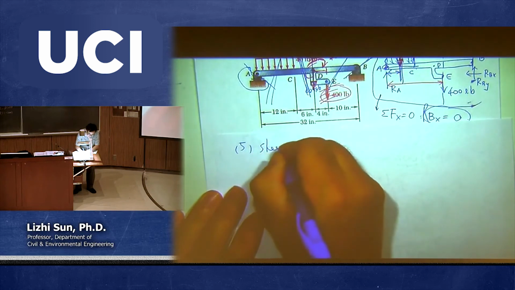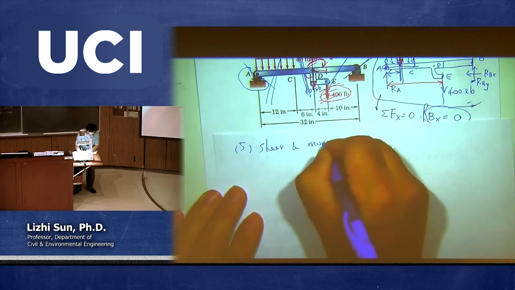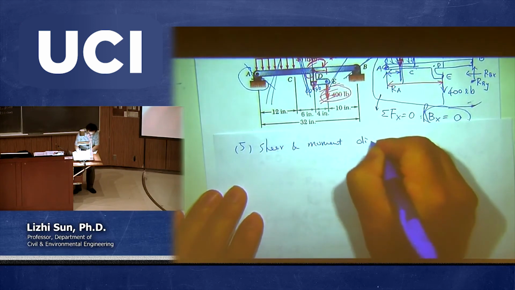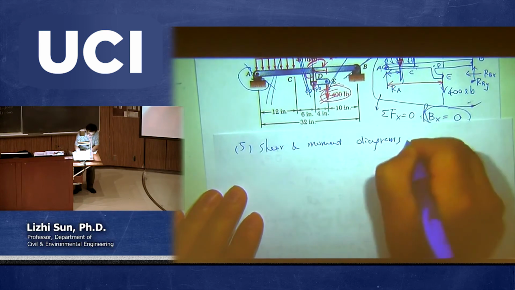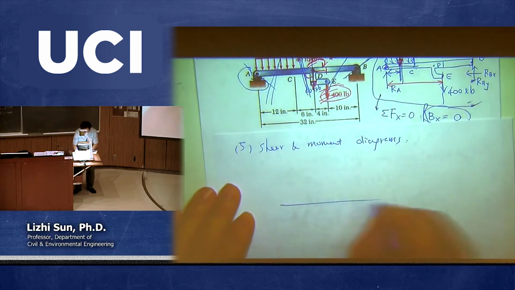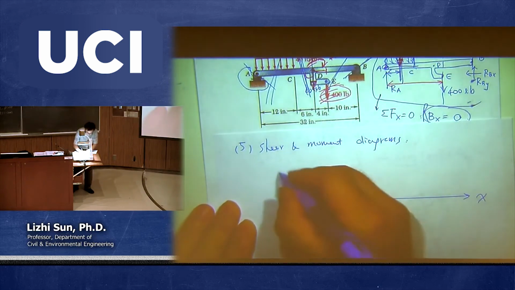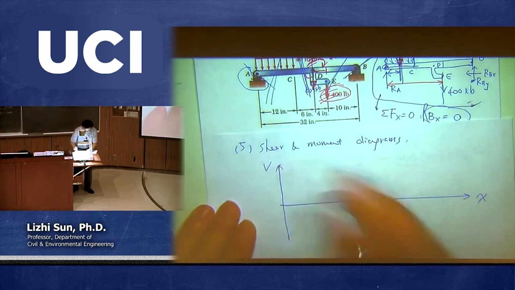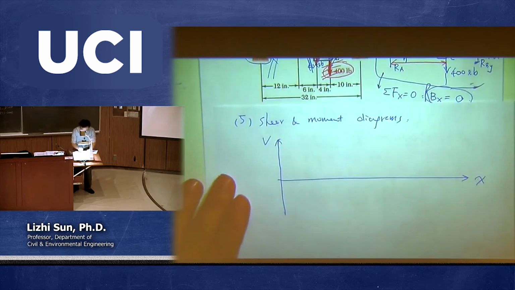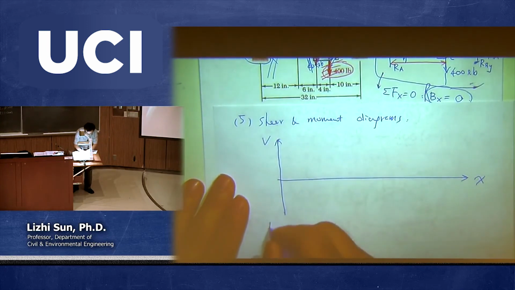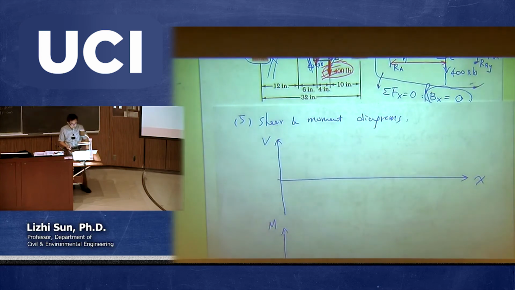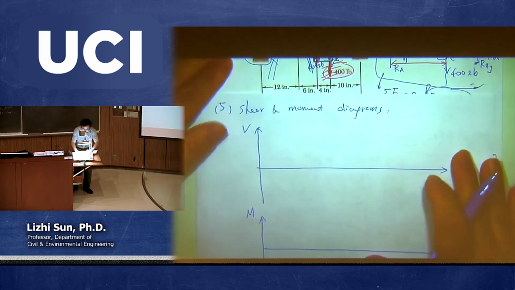Plot shear and moment diagrams. Again, you need to say x is the horizontal direction, and this one you call V, but you need to plot another one. There's still x, but this one is called M.